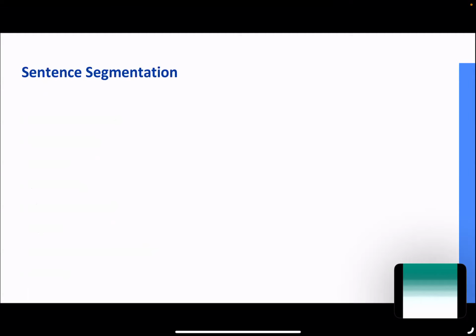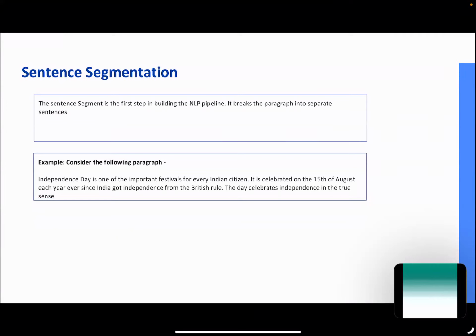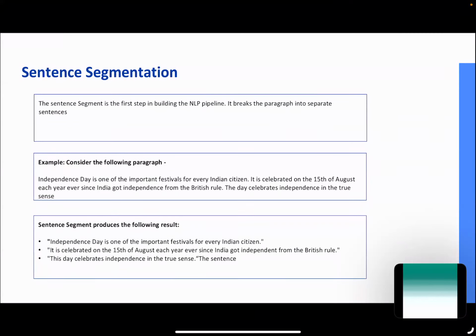So the first step is sentence segmentation. What is sentence segmentation? In simple words, in building an NLP pipeline, sentence segmentation means dividing a paragraph into separate sentences. For example, here we have this paragraph, and we are dividing this paragraph into separate sentences. The first step in performing NLP is dividing the paragraph into sentences.